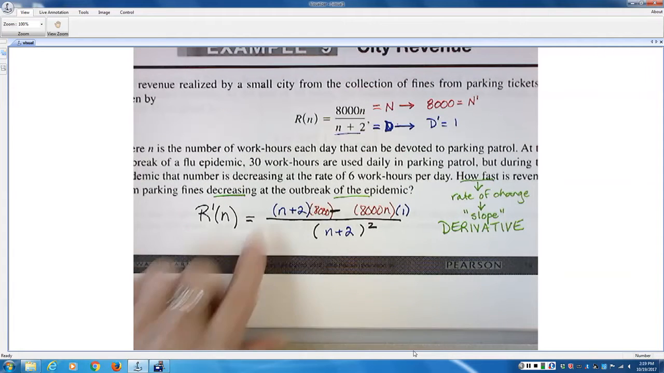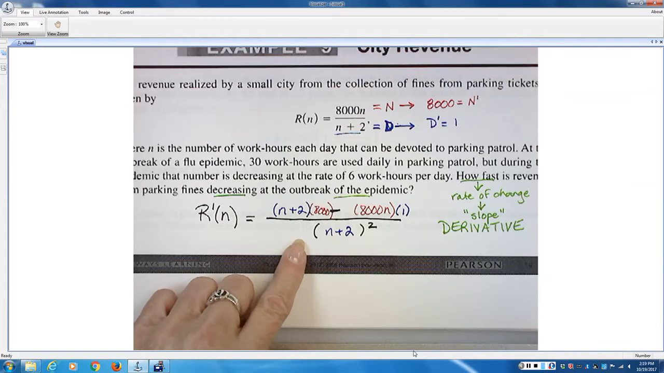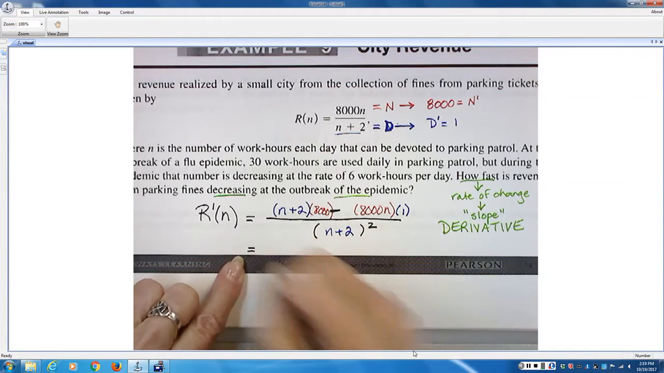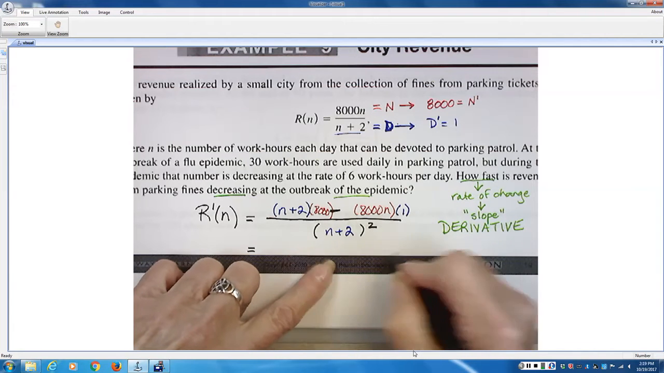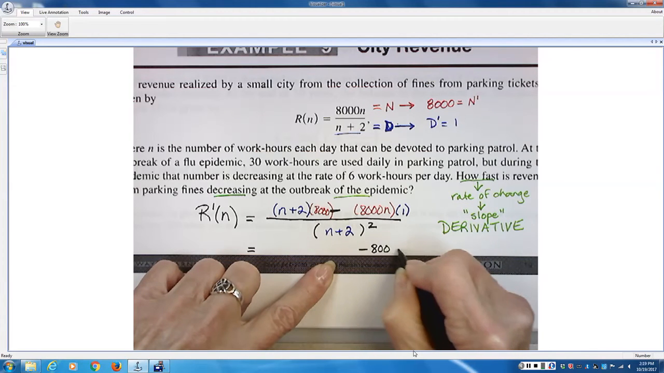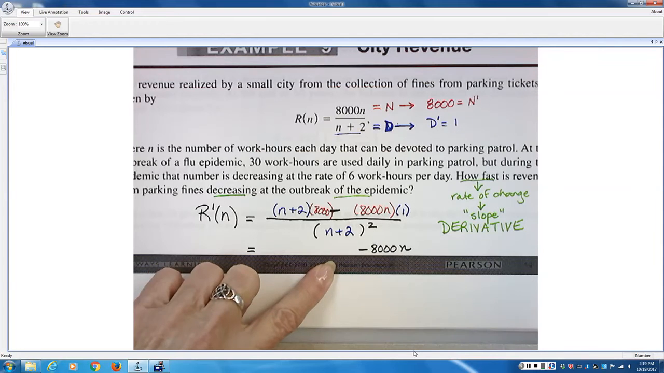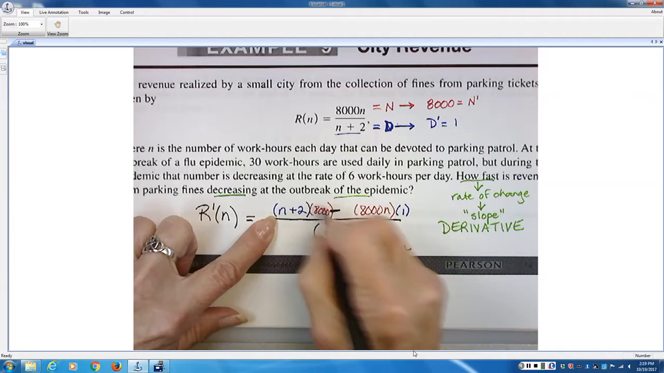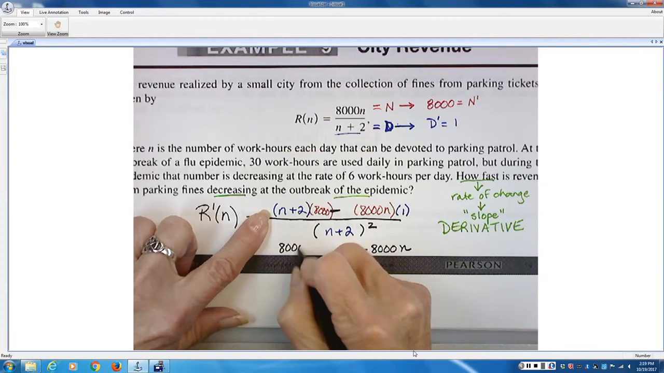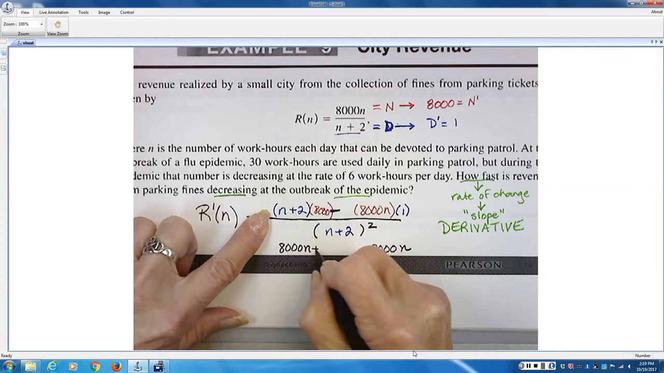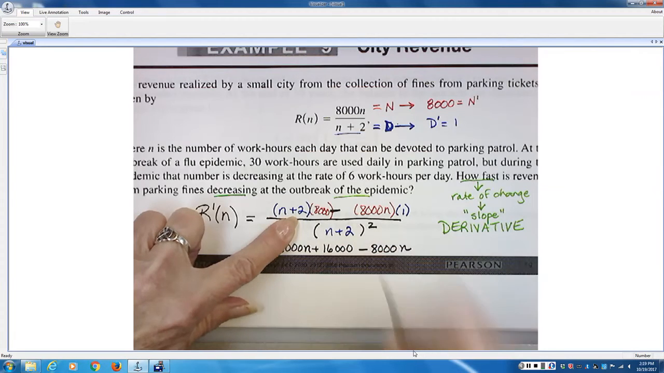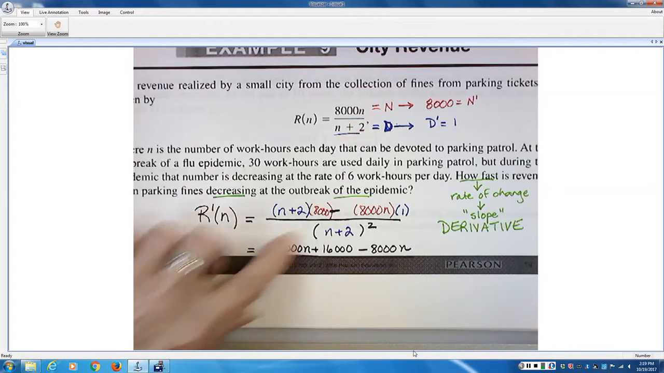Now, that doesn't look too bad in itself, but since we're going to have to actually do some numerical work, we might want to try to clean it up a little bit. So let's see if we can make it look a little bit better. So we've got 8,000n times 1. Well, that's minus 8,000n. And then we've got n plus 2 times 8,000. So n times 8,000 is 8,000n, and 2 times 8,000 is 16,000. And that's all over this same denominator.